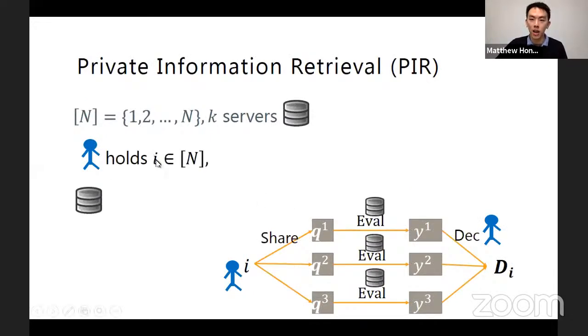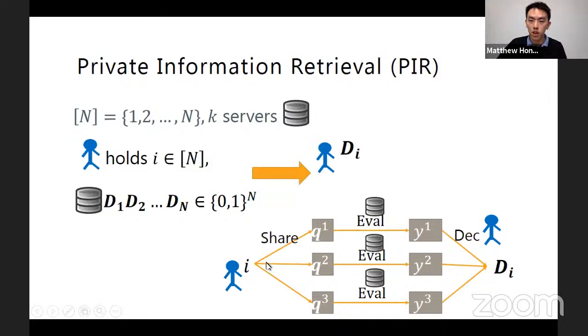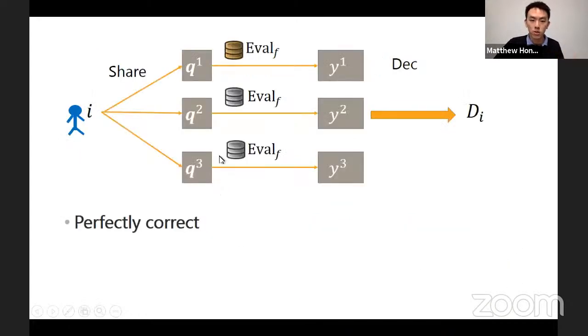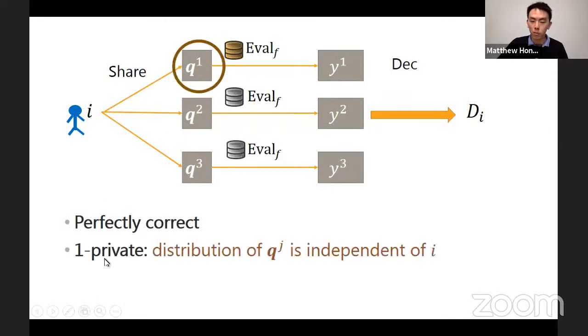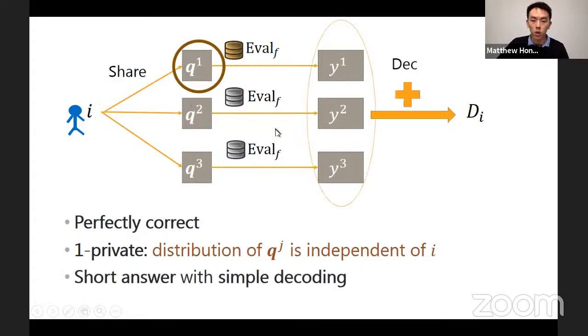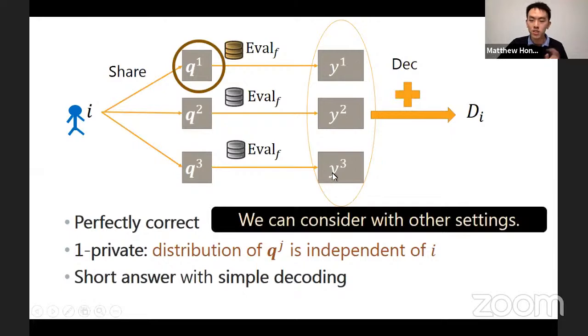PIR protocols consist of a single client who holds an index to a database and who wishes to retrieve a bit without having the index revealed to the servers. So he applies a secret sharing that's split into k parts. Each of these is turned into an output share by a local evaluation algorithm on the server, and the server will send all of these results back to the client for the decoding. In our talk, we'll assume the schemes to be perfectly correct and one-private, whereby one-privacy, we mean each input share has a distribution that is independent of the original index. We also assume the scheme to have certain efficiency features, such as coming with outputs that are very short, and it allows some simple decoding, which is often a simple addition over the output group, followed by some post-processing. We can also consider other settings, and this is just for simplicity in our presentation.